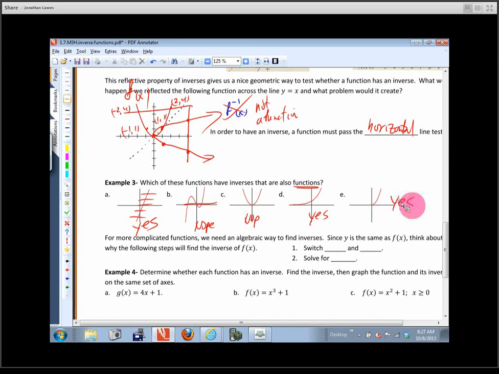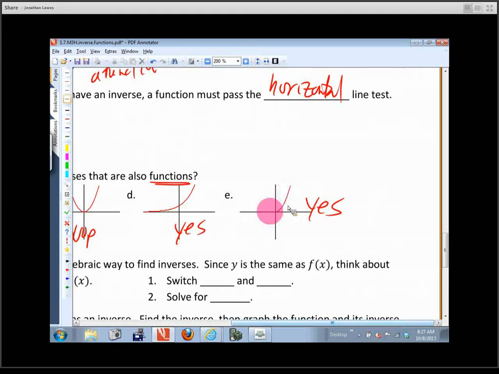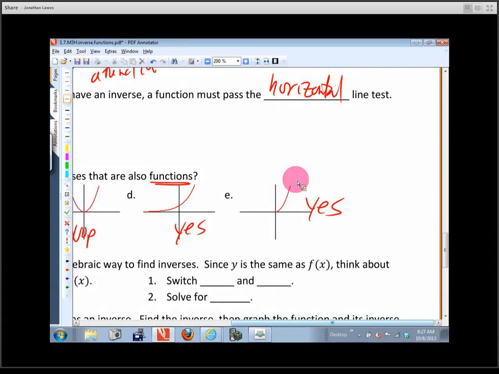Okay, now take a good look at this one. Let me blow this up right here. What does that look like? Yeah, that looks like half of a parabola. So this is what we've done here. Instead of using the whole thing, I just use part of it. I do what's called restricting the domain.